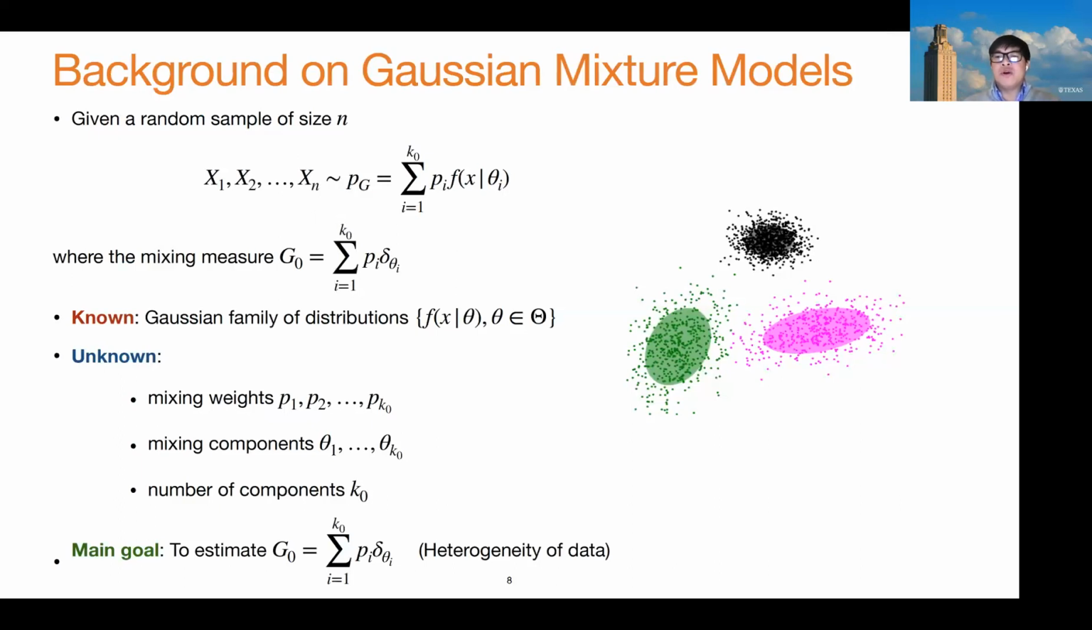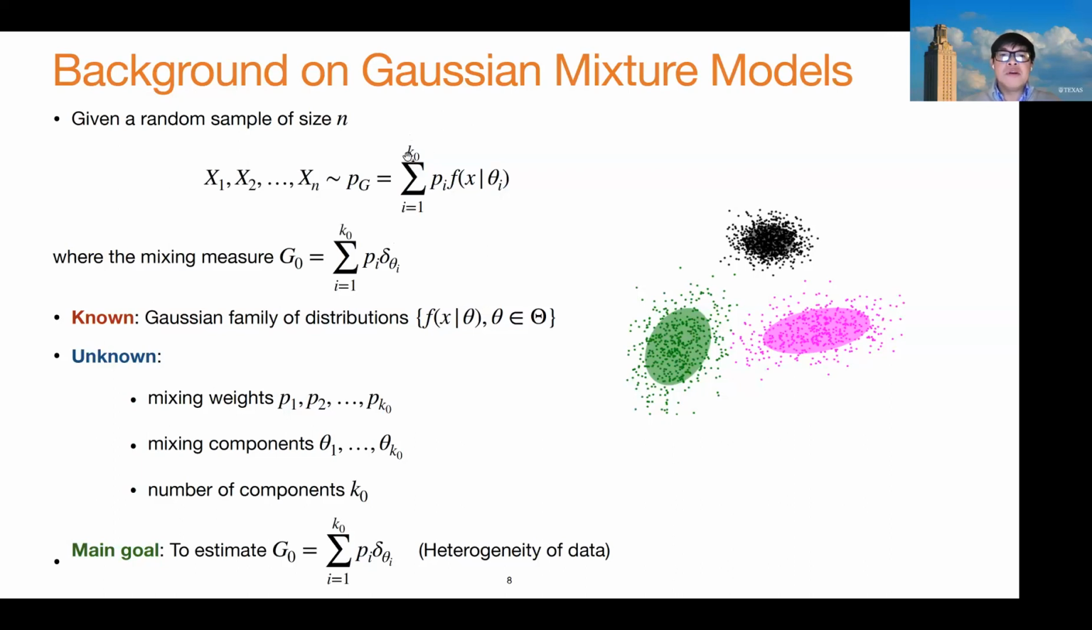Before we go to the core theoretical results, I want to give some notation, I mean how we define Gaussian mixture models. Suppose that we have n data points that come from a mixture of k zero Gaussian distributions. Okay, and we have pi and theta i, which stand for the mixing weights and mixing components. And theta i here can be taken as the location and the variance-covariance matrix of the Gaussian distribution.